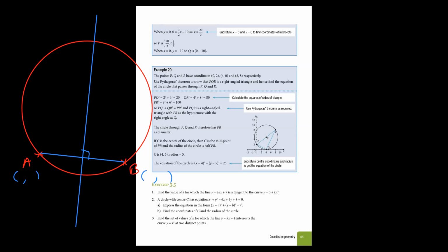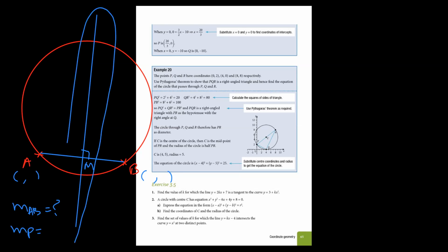How to find it, Rahim? Find the midpoint using these two. You get the midpoint coordinates. Then find the gradient of AB, and you can find it easily, not a hard job. Then you find the gradient of the perpendicular line, and use this gradient and this point to get the perpendicular bisector. Rahim, any doubt?